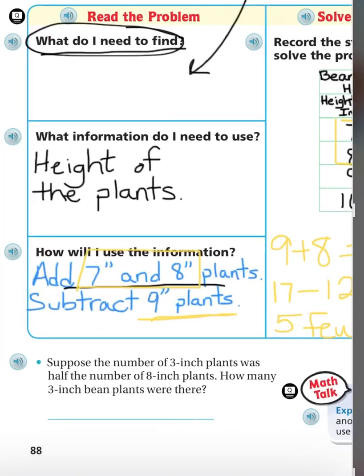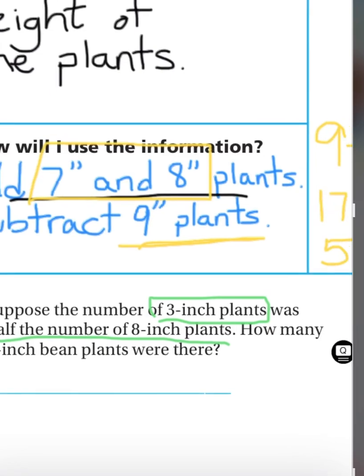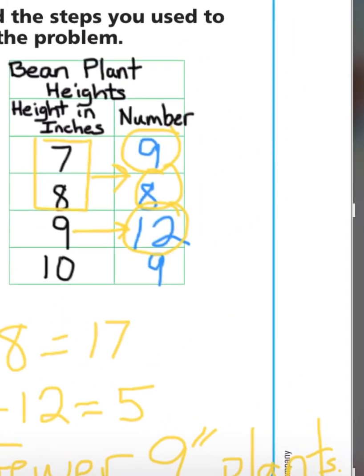So let's look at the very last question here. It says, suppose the number of 3-inch plants, which they don't tell us how many there are, right? But this question is going to make us figure out how many there are. Suppose the number of 3-inch plants was half the number of 8-inch plants. How many 3-inch plants were there? So we have to go up and look at how many 8-inch plants there are. There are 8 of them.